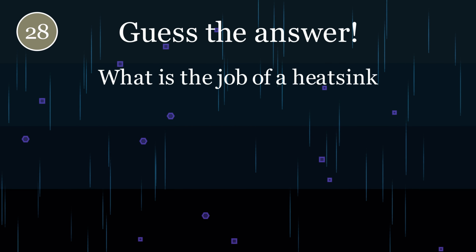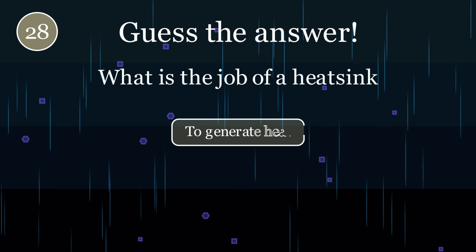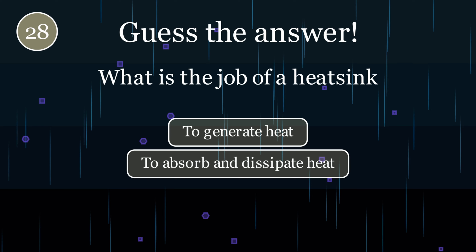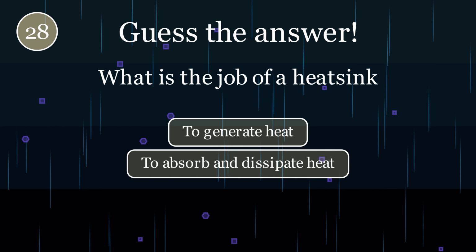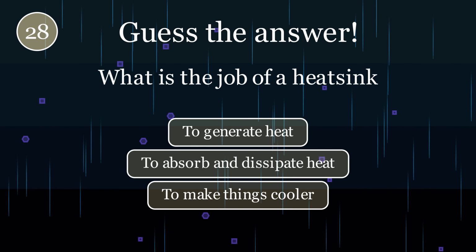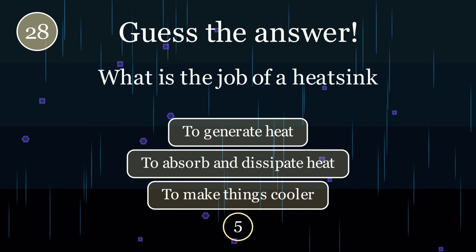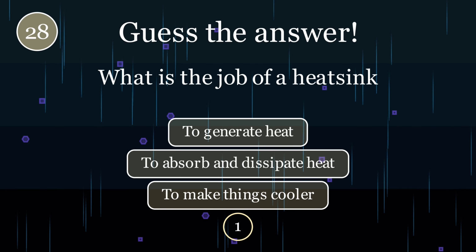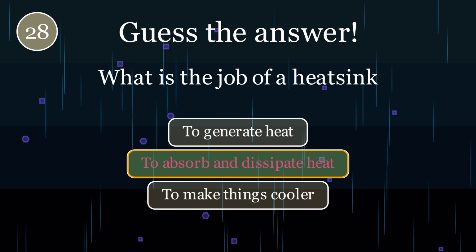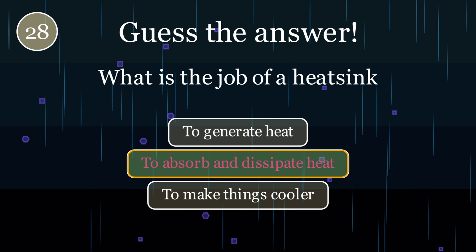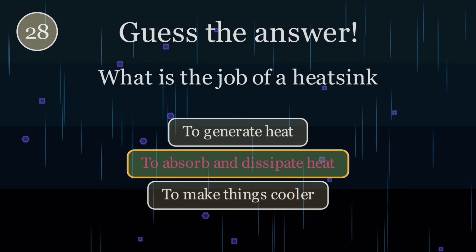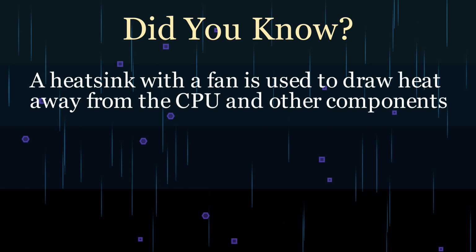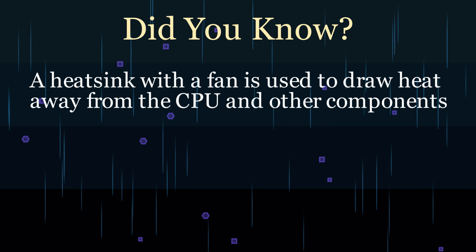What is the job of a heatsink? To generate heat. To absorb and dissipate heat. To make things cooler. The correct answer is to absorb and dissipate heat. Fun fact, a heatsink with a fan is used to draw heat away from the CPU and other components.